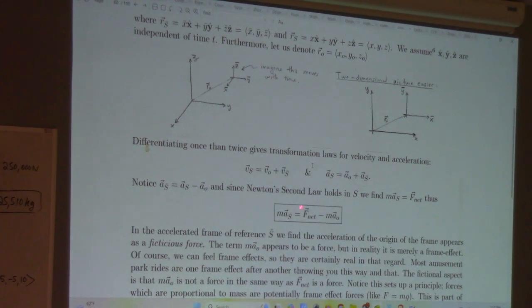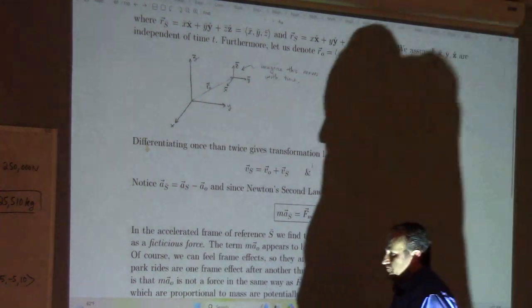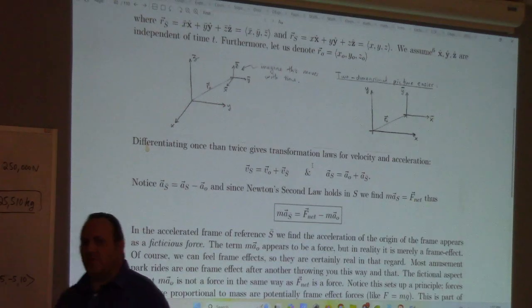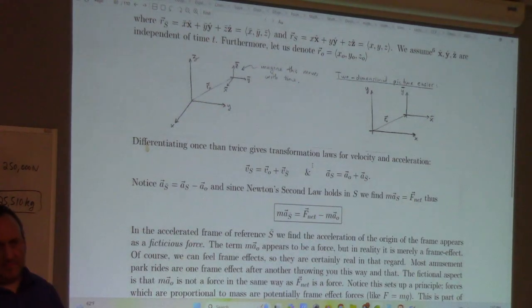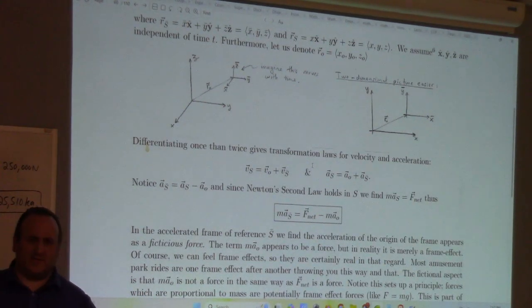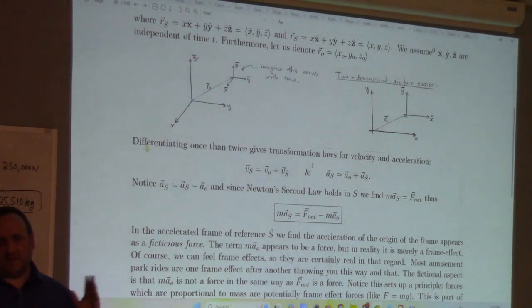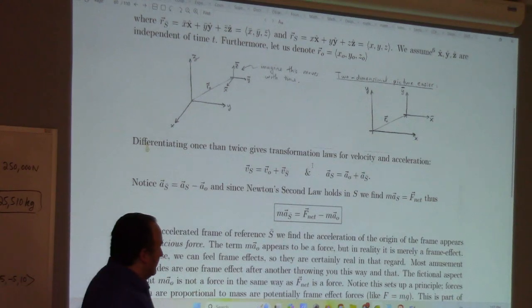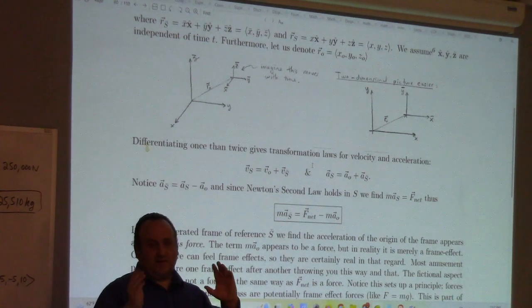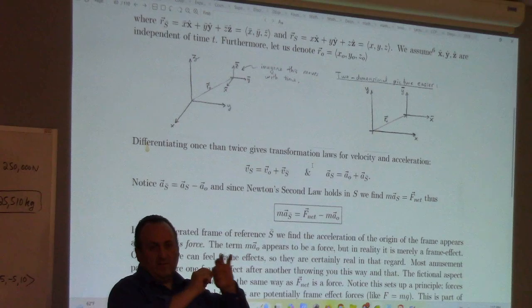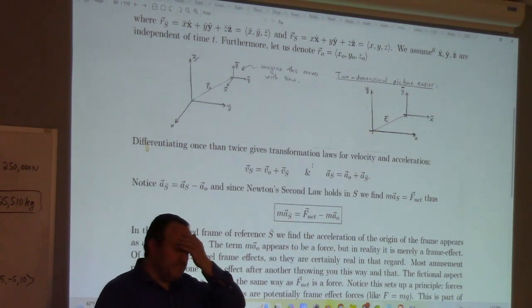So I can show you some examples of that in just a second. You have a few homework problems that are based on this. Not the acceleration part, but the velocity part. The velocity part's really simple. If you have a moving frame of reference, you want to calculate the velocity with respect to the moving frame of reference, you just have to add the velocity of your frame, which is moving, plus the velocity that's measured with respect to the moving frame.